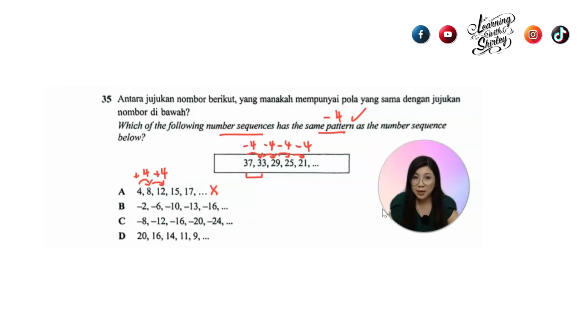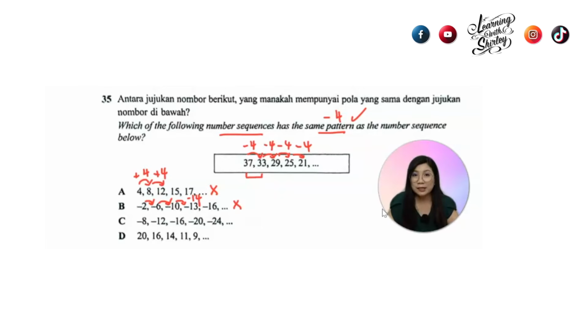Let's try for B. Negative 2 minus 4, you get negative 6. Negative 6 minus 4, you get negative 10. So you have to keep on trying just to confirm everything. Negative 10 minus 4, we should get negative 14, right? Negative 14. So this is also incorrect.